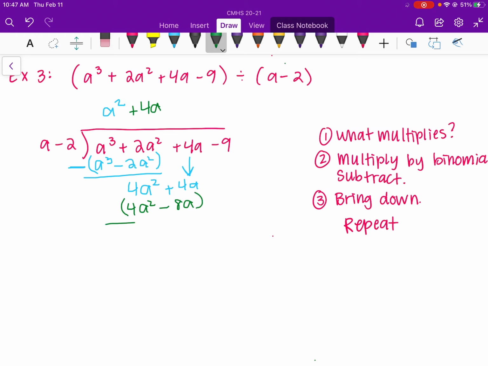Put parentheses, subtract. 4a squared minus 4a squared is 0. 4a minus negative 8a is 4 plus 8, which is 12. Then bring the negative 9 down.